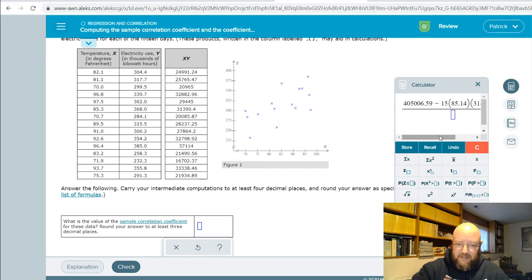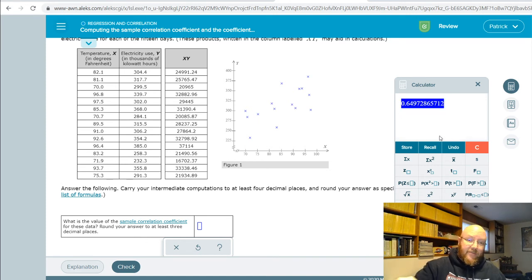Next portion is n minus 1, so 15 is our n, minus 1 is 14, times the standard deviation of x, which is 9.7724, times the standard deviation of y, which is 41.1353. Enter and fire. There we go. There's our Pearson correlation coefficient right there.